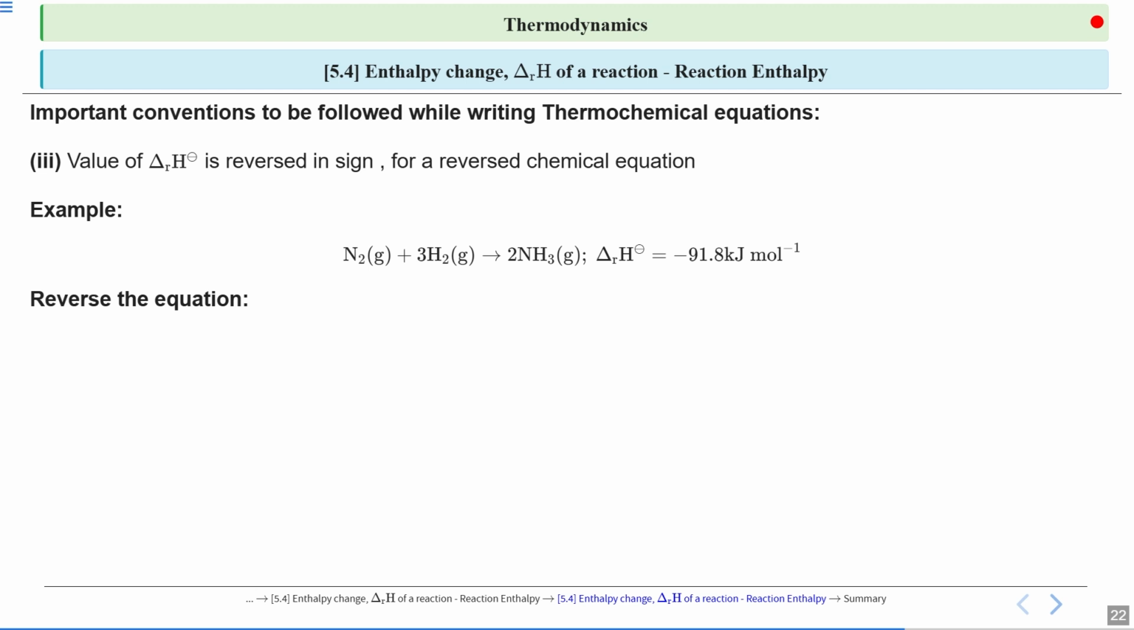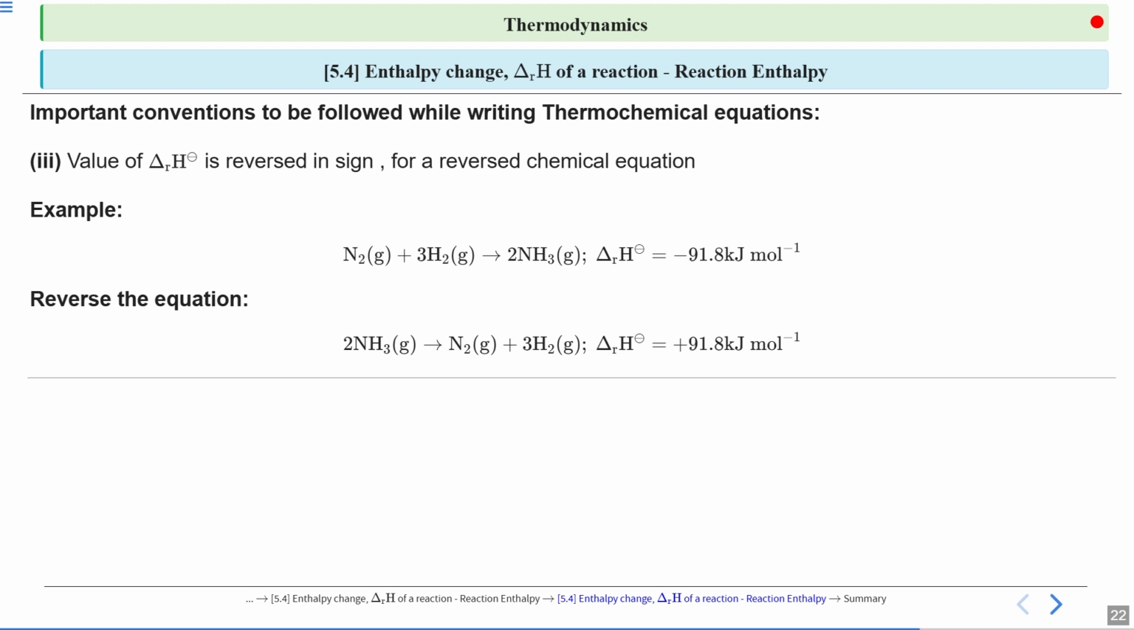Now what do we do? We reverse the equation. And when we reverse it, what will happen? The value will now be positive, but the magnitude will remain the same, which is plus 91.8 kilojoule per mole. What is the process? It is not the formation, it is the decomposition of ammonia.